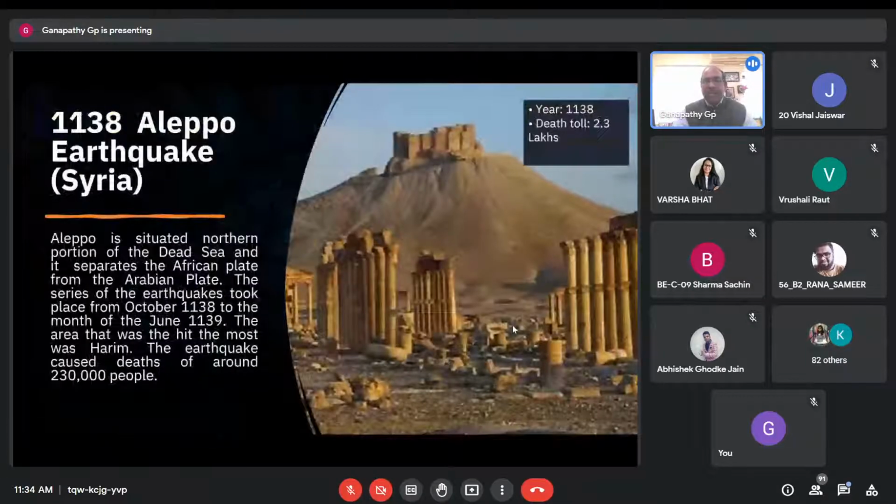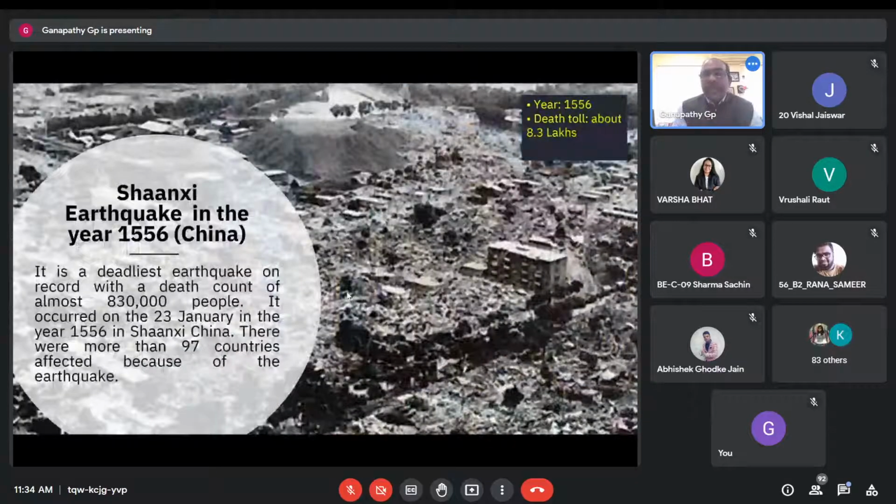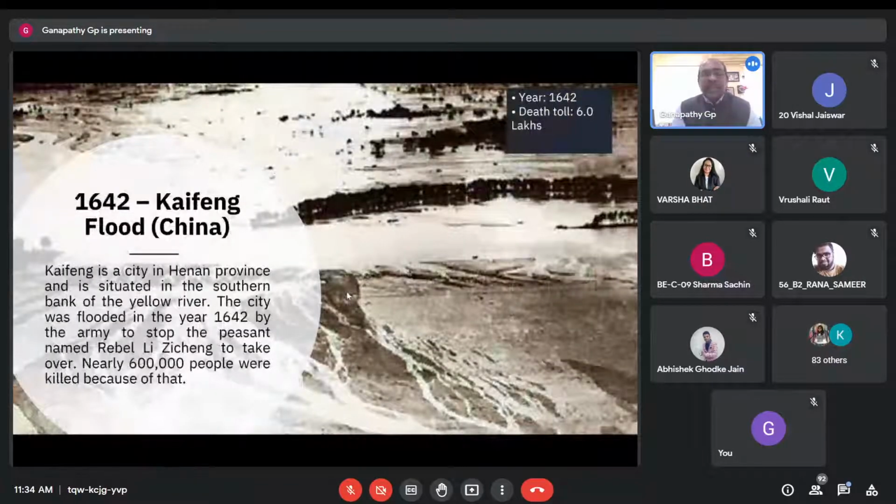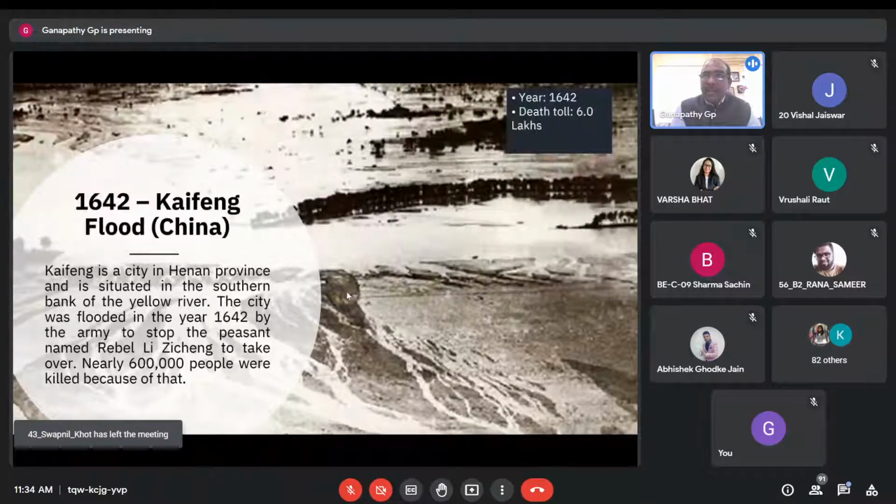If you see this, this is the 1138 Aleppo earthquake. The death toll is around 2.3 lakh people. This is the 1556 Shanghai earthquake, where 8.3 lakh people died. This is the 1642 Kaifeng flood in China, where 6 lakh people died. So a flood can create a death toll of even 6 lakh people. Just imagine, in those days, how people died because of even a flood.